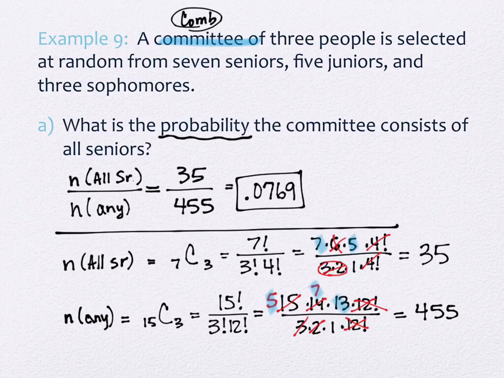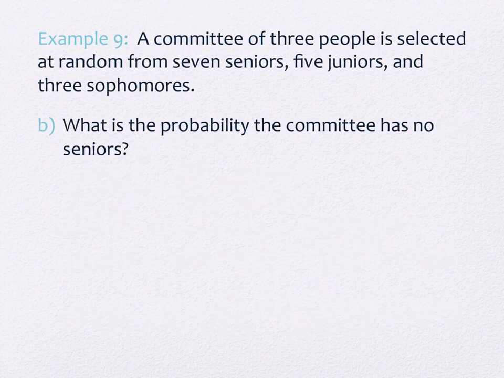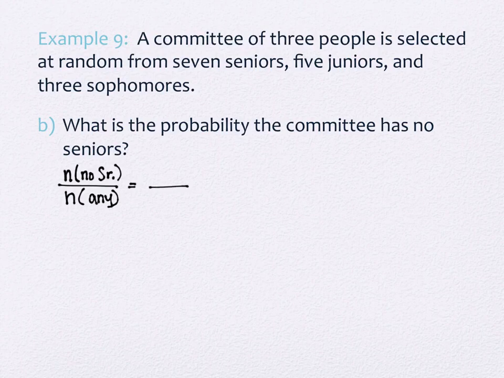Okay. B is actually able to use part of our information from A. My question changes to being, what is the probability the committee has no seniors? So this means I need the number of ways of getting no seniors divided by the number of ways of getting anything. But we already know one of those. What do we know? We know the any group. How many was it? 455.